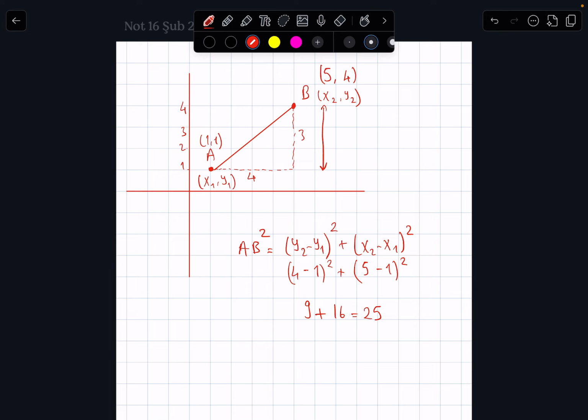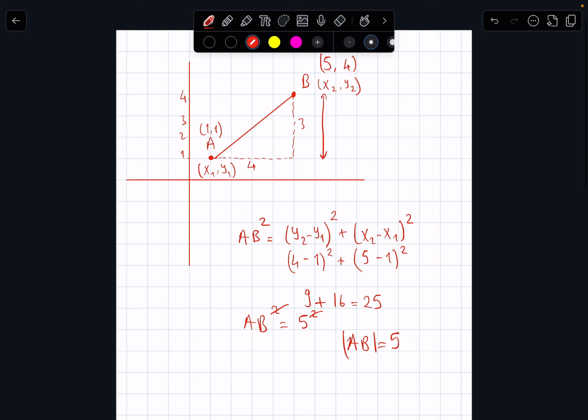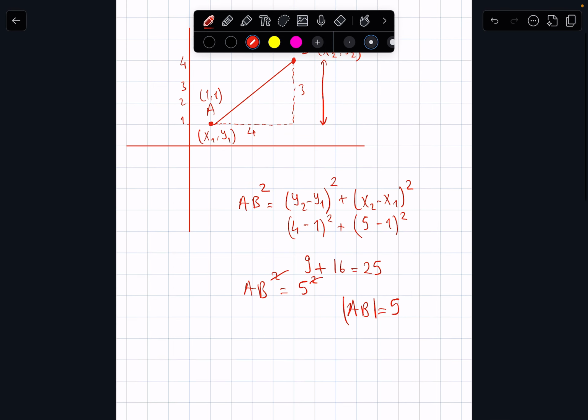And in order to find AB, we got to take the square root of 25. So if AB square is equal to 25, 25 is equal to 5 square, right? These are the same, we eliminate these. AB is going to be 5. So we found AB. This is how we do it. This is called the Pythagorean theorem.